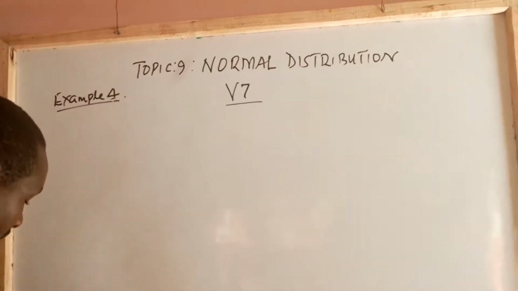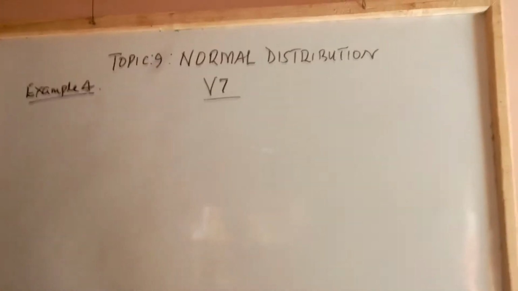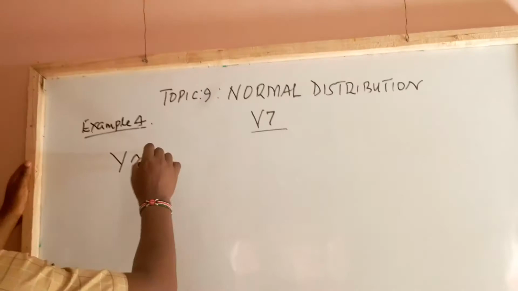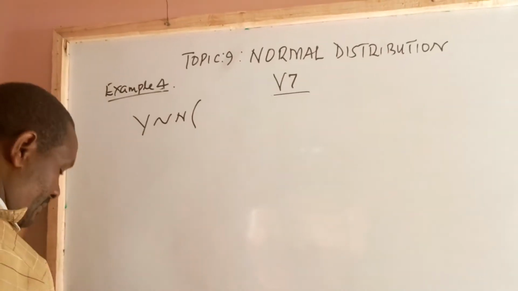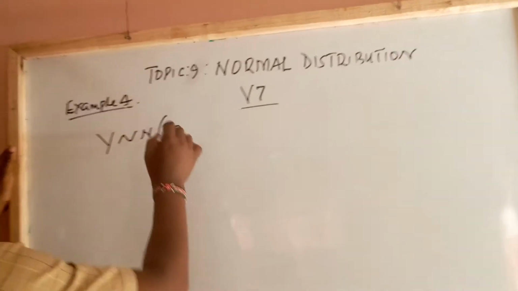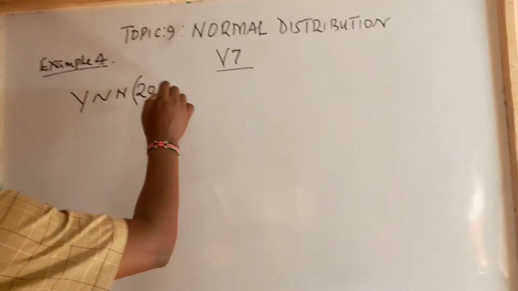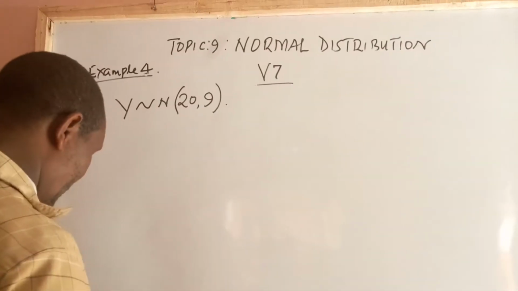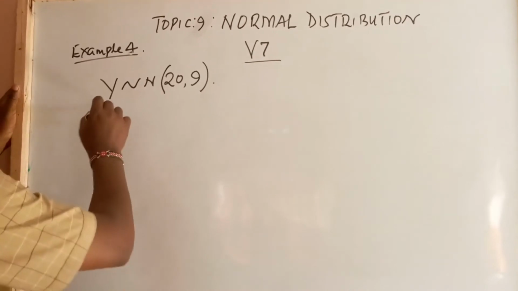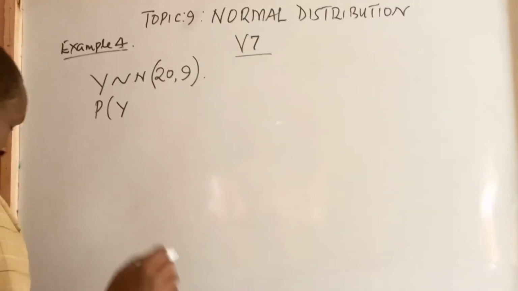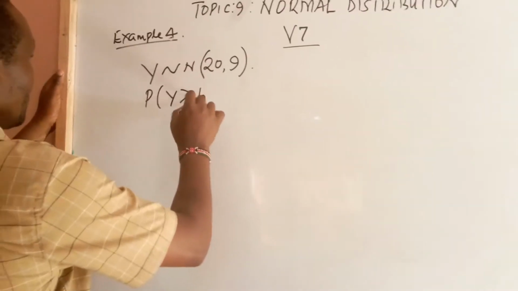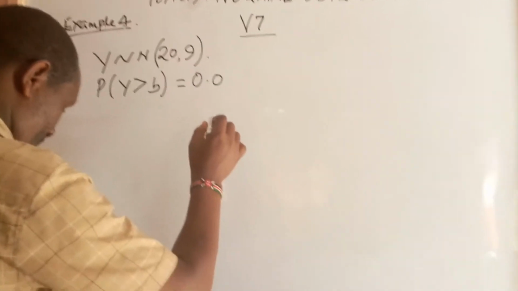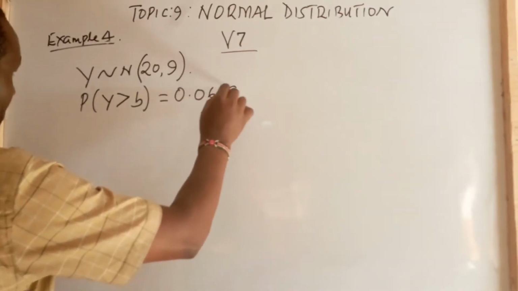In example 4, the random variable Y is distributed normally with a mean of 20 and a variance of 9. Find the value of b such that the probability of Y greater than b is 0.0668.